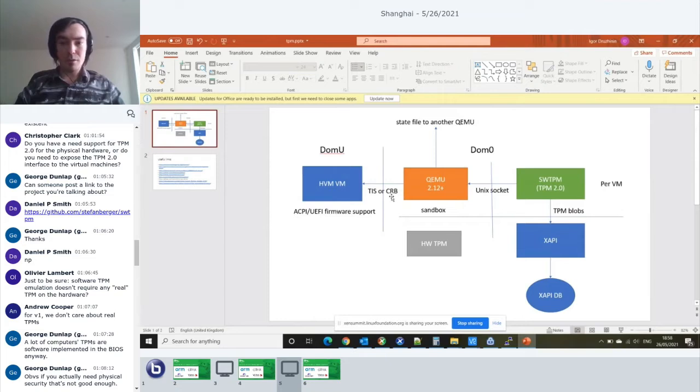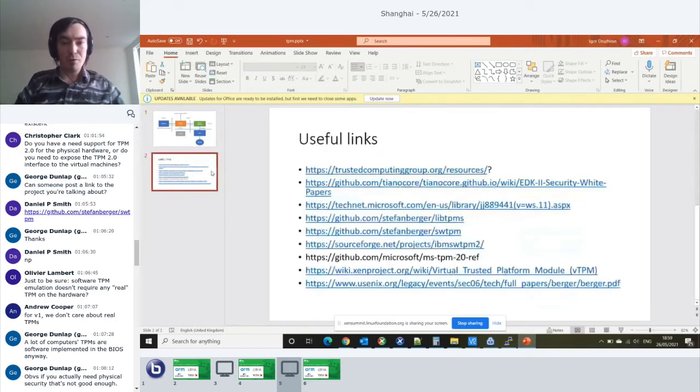And you have the SWTPM daemon that is running the TPM 2.0 model. And the daemon is connected to QEMU using a Unix socket. And QEMU provides a TIS or CRB interface to DOM-U. Windows works well with CRB, and I think this one is the preferential for the 2.0 model.